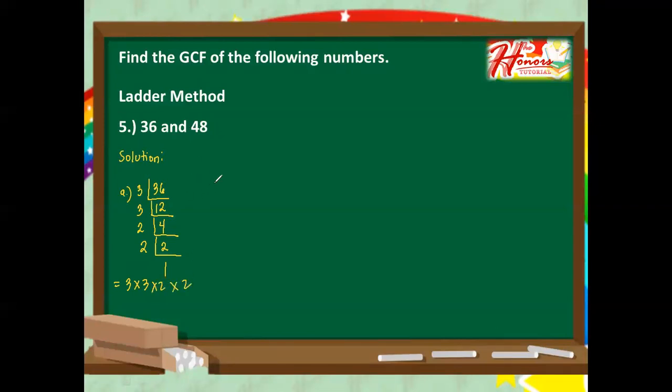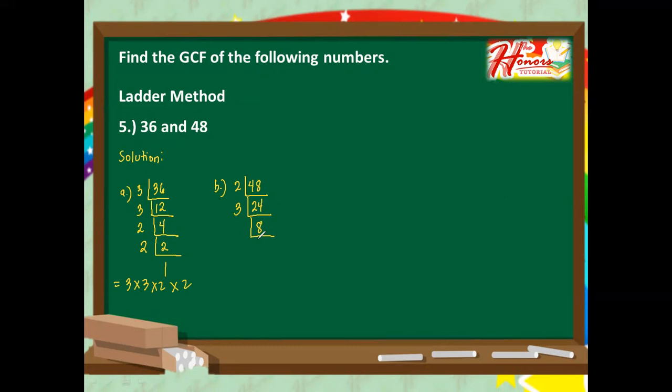Let us have letter B. We have here 48. Kindly think of a prime number that can divide 48. Of course, without remainder. So we can have 2 here. So that's 48 divided by 2. So that's 24. And then think again of a prime number that can divide 24. We can use 3 here. 24 divided by 3, that is 8.